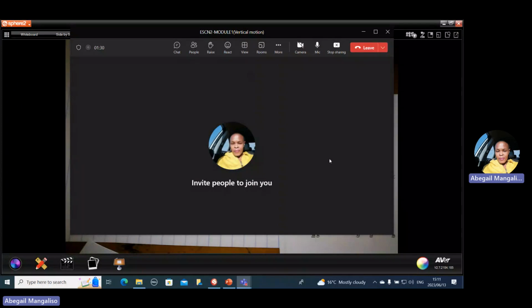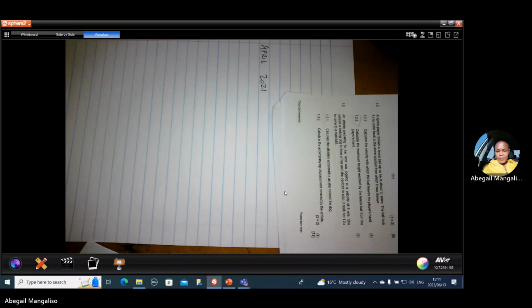Answer a question paper of April 2012. This is 2021. This is the question paper. I will answer 1.2 and 1.3. This is the motion, a vertical motion. The question reads as follows.